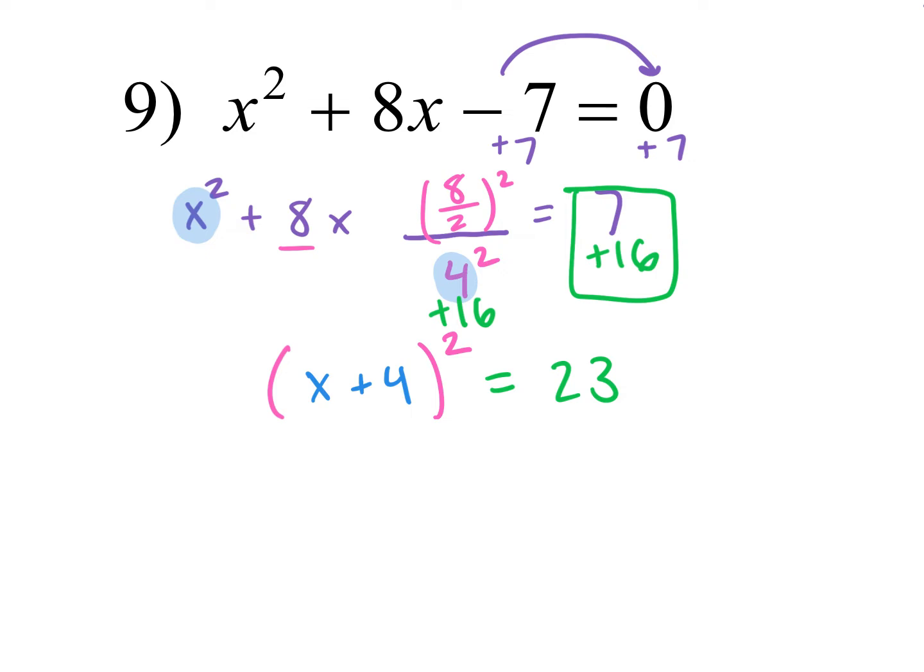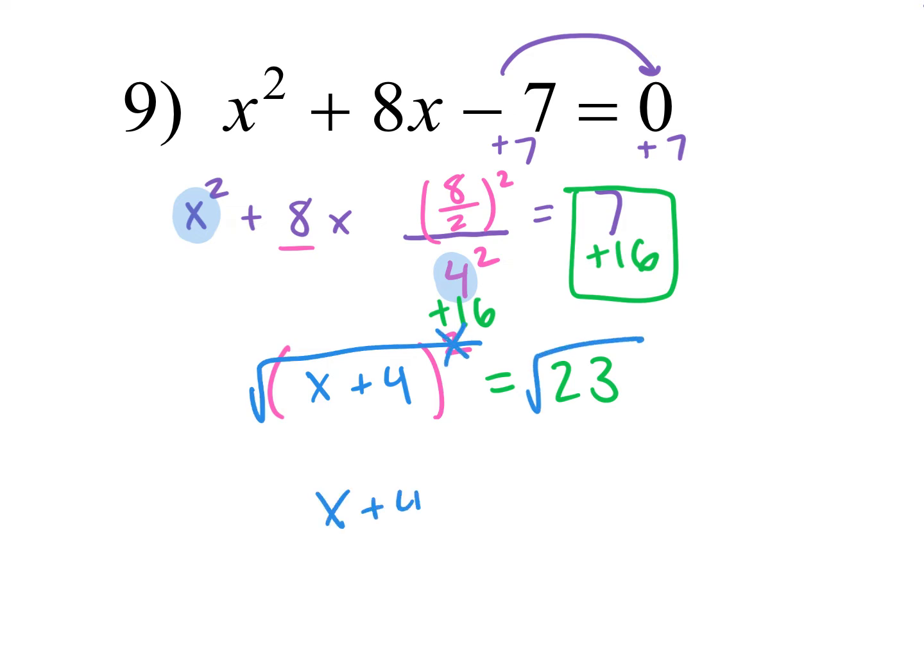What do you think I should do next? So I'm trying to solve for x, but x is stuck inside that squared. So what's the opposite of squared? How do I get rid of the squared? Square root. Awesome. We take the square root of both sides. So it cancels out there.